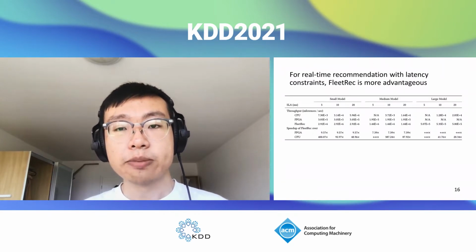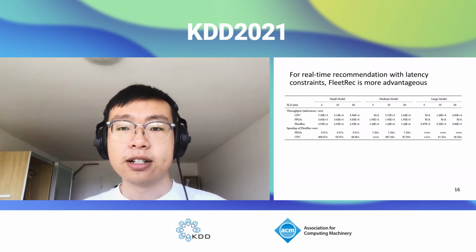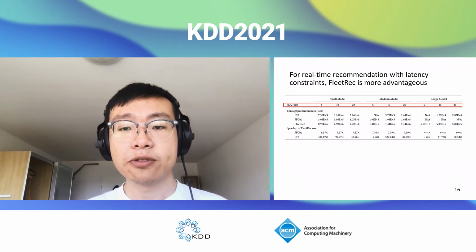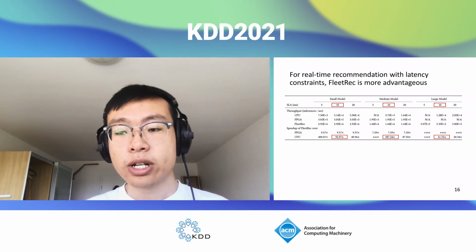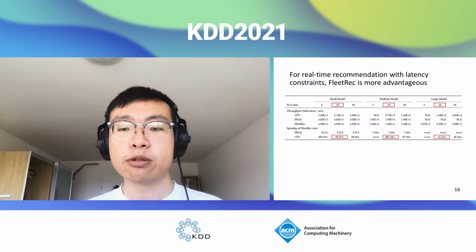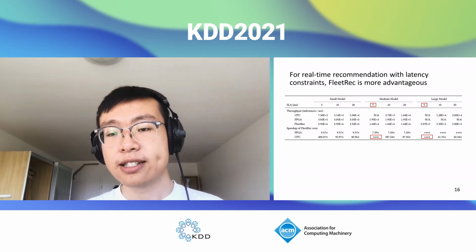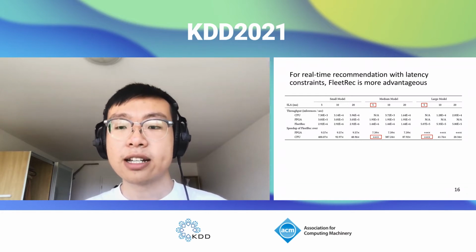For real-time recommendation, Fleetrec is even more advantageous. Let's say we set the latency constraint to 5 to 20 milliseconds. In a 10 millisecond scenario, we achieve 40x to almost 400x speed up compared with CPU. And if we have an even more strict latency constraint like 5 milliseconds, then CPU cannot do it at all, no matter what batch size we use. But Fleetrec can achieve it.